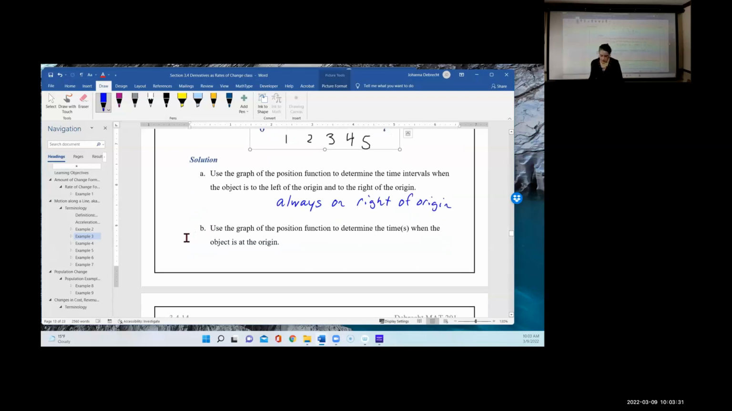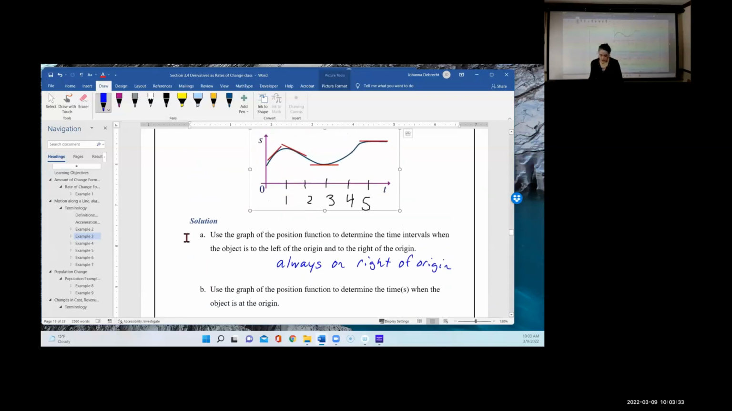So when is the time when it's at the origin? Well, it's never at the origin. It's never at that intersection. There's no intercept on the t-axis. To be at the origin, you have to touch the t-axis, and there are none.